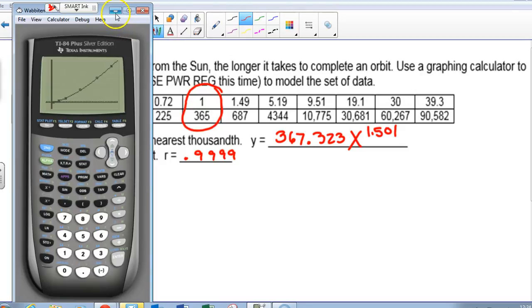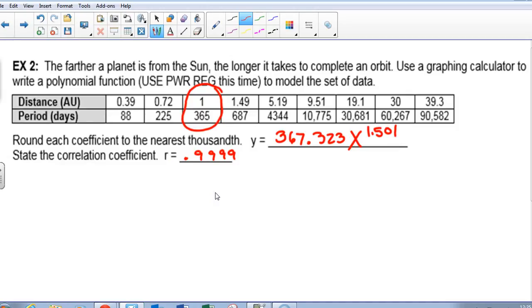Did it ask us to make a prediction here? I don't think it even did. Can anybody come up with a question? What would you predict using this? My thing was, what if we discovered a new planet between Earth and Mars? This is Earth, right? This next planet away is Mars, am I right? So if we discovered a new planet somewhere in there, we could type in x equals 1.25 and estimate how long its orbit might be.